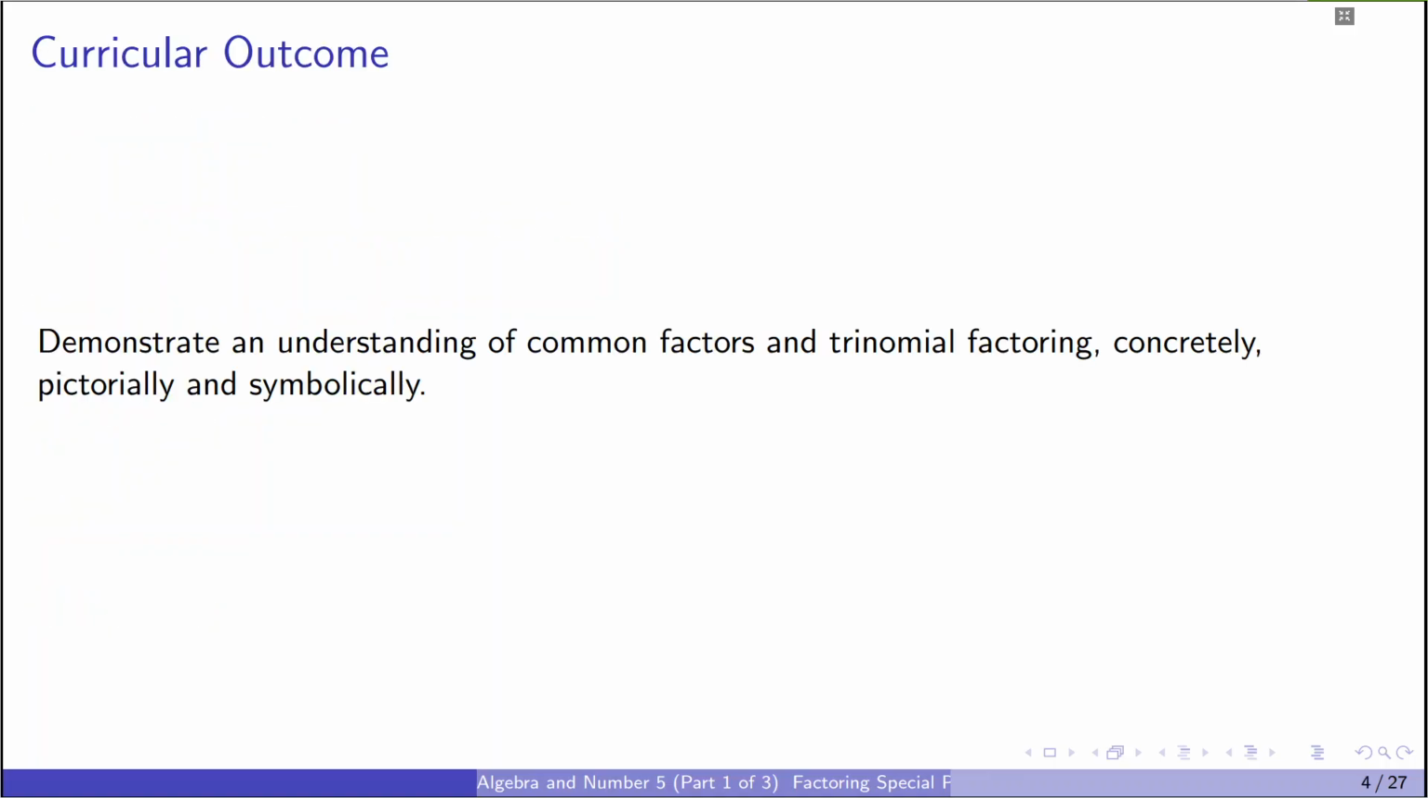Our curricular outcome: students will be able to demonstrate an understanding of common factors and trinomial factoring, concretely, pictorially, and symbolically.